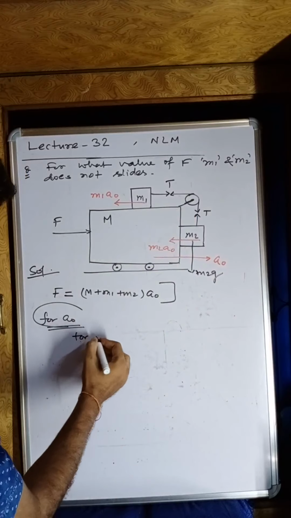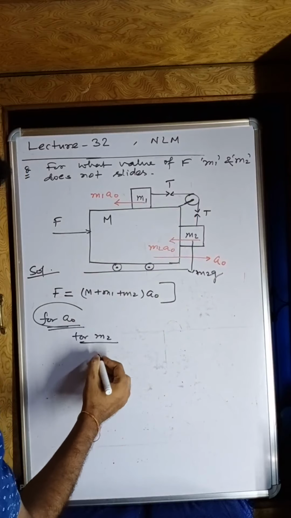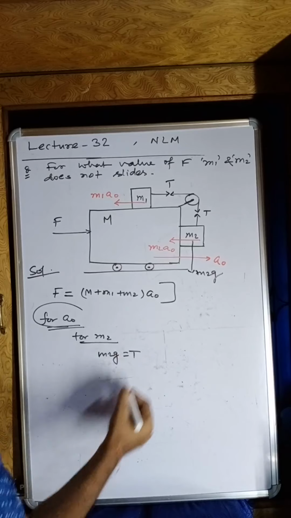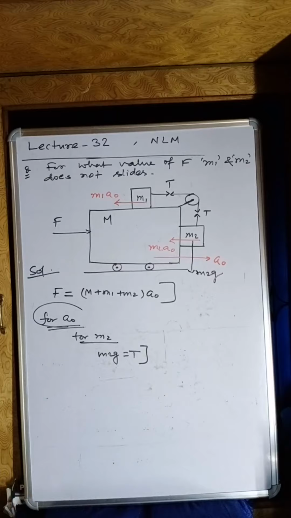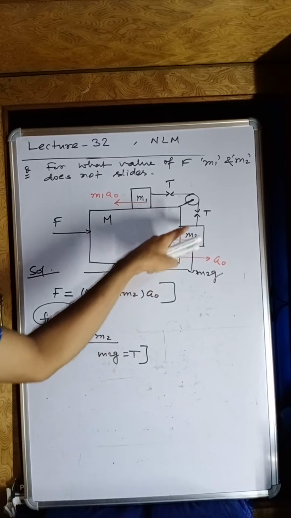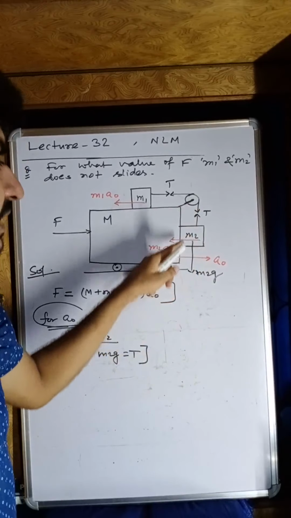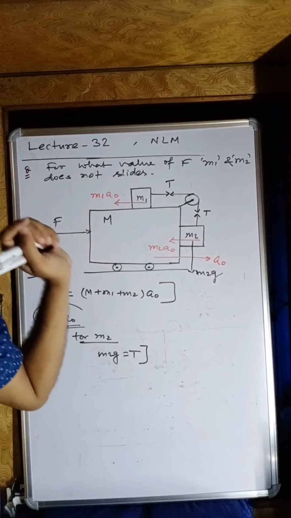For m2 we can write m2g is equal to T. Am I right? Yes. Why have I written this? Remember, this is not moving down. You cannot write m2g minus T equals m2a because it is not moving down.